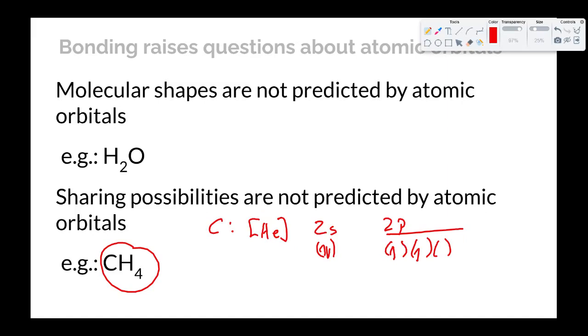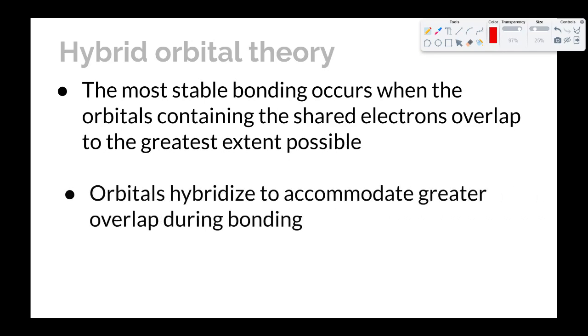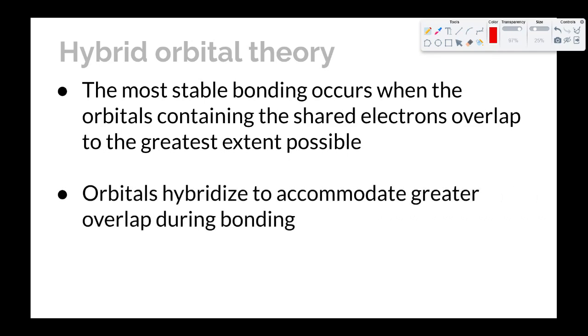So these questions that were raised here led to a theory called hybrid orbital theory, which we're going to investigate now. Hybrid orbital theory is basically a statement that says when orbitals with shared electrons can overlap to the greatest extent possible, that's when bonding is the most stable. So we want the orbitals that contain the shared electrons to extend as deeply into each other as they possibly can for stability.